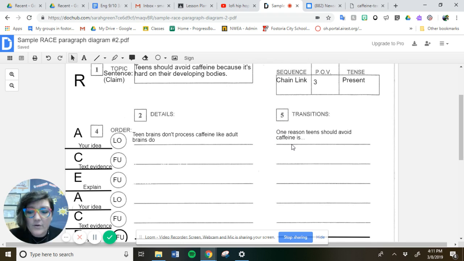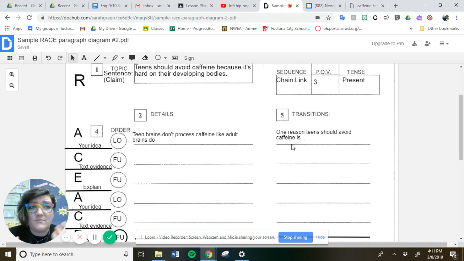So when I write it out as my actual paragraph, it's going to say one reason teens should avoid caffeine is that teen brains don't process caffeine like adult brains do, and then whatever else I added to it, you'll see that at the end, okay? Remember, if you really want to write out everything piecemeal right here on this chart, that's okay. You can totally do that. I have no problem with that. Just keep in mind that you're going to need enough room to do that, okay?